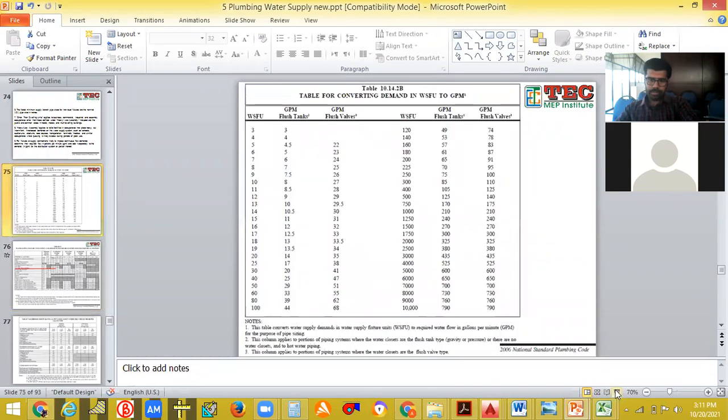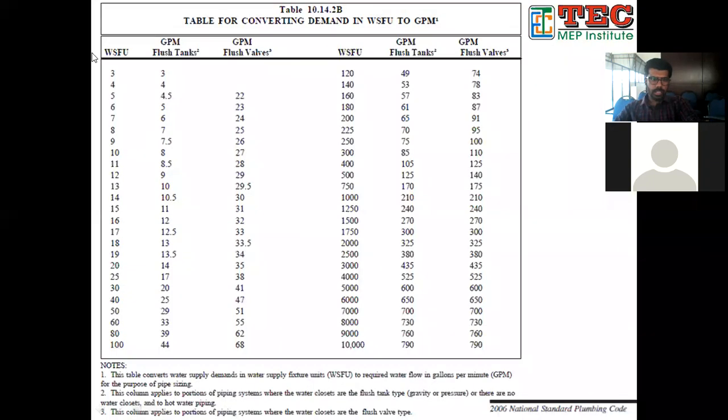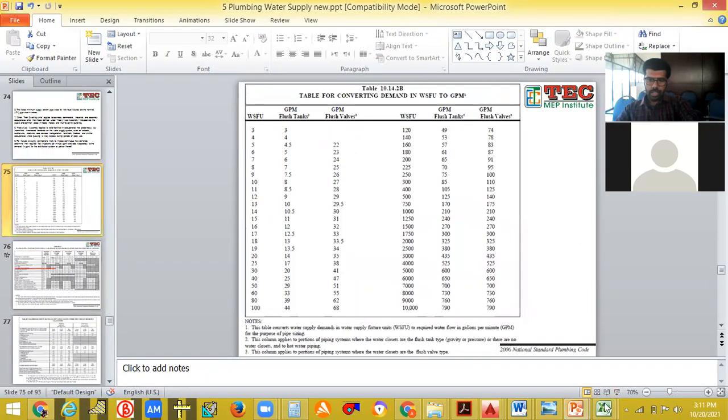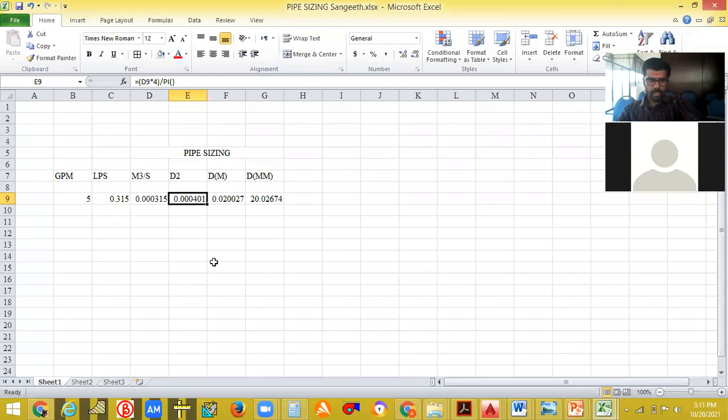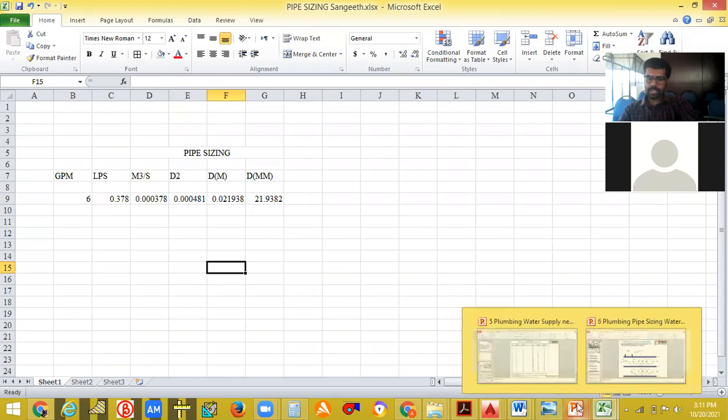What is the GPM? Fixture unit 7, GPM is 6. If you get the GPM, go here. In 6, you get 21.9, about 22. There is no 22 pipe in the market, so you have to go to 25. So the diameter of the pipe is 25. Or you can just go to this graph and see what your answer is.